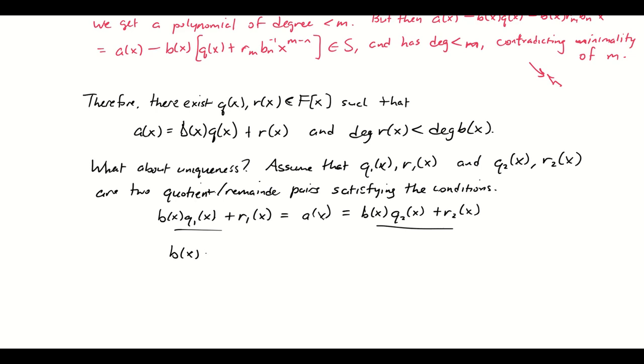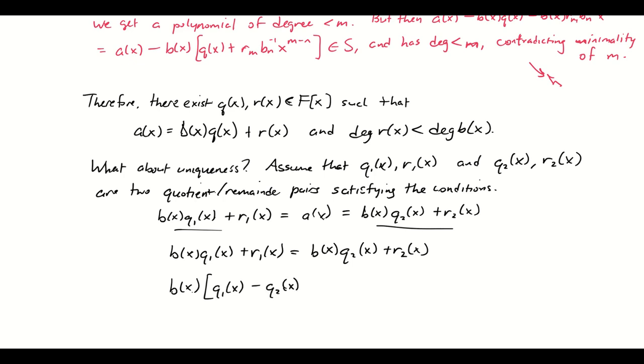So b of x q1 of x plus r1 of x equals b of x q2 of x plus r2 of x. Now, I think at this point, a nice thing to do would be to gather up anything having to do with b of x. Any term including b of x, let's get them together. So b of x times q1 of x minus q2 of x, and I'm going to put my two remainders on the other side, equals r2 of x minus r1 of x.